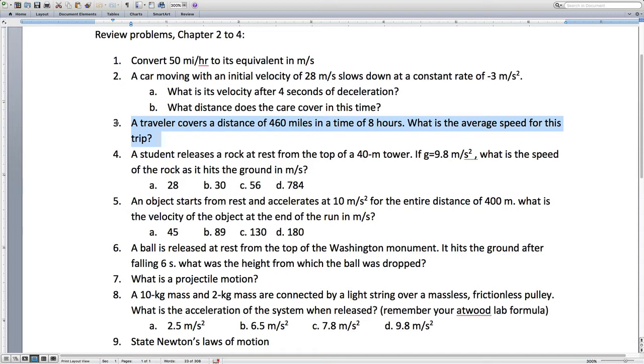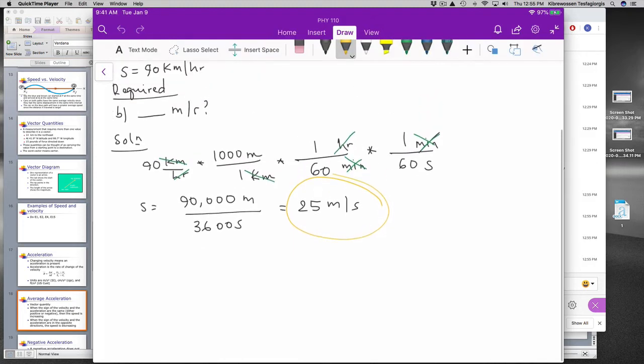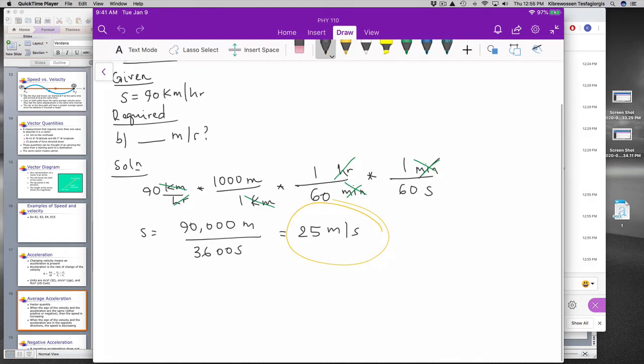So a traveler covers a distance of 460 miles in a time of 8 hours. What is the average speed of the trip? The problem is asking for average speed. So this is from the textbook, E1.